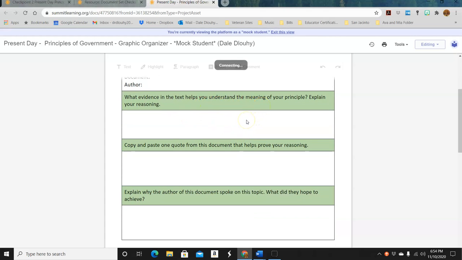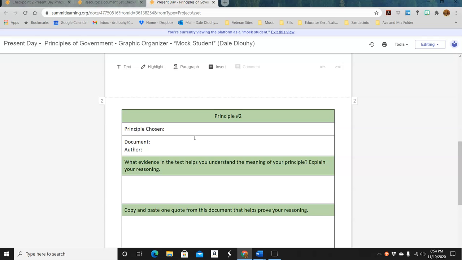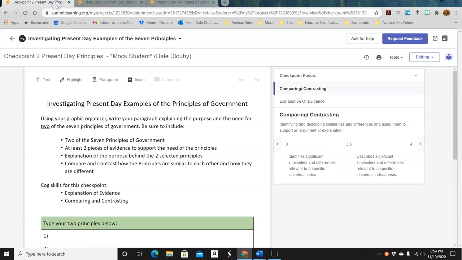So whatever principle you pick, or whatever resource you pick, you have to explain how it helps you understand checks and balances. Okay, then put your quote, and then explain why the author of this document, what did he hope to achieve? In other words, what was the purpose of impeaching the president? Okay, if you go to principle 2, principle 2 is going to be on individual rights. So I need to go back to that.